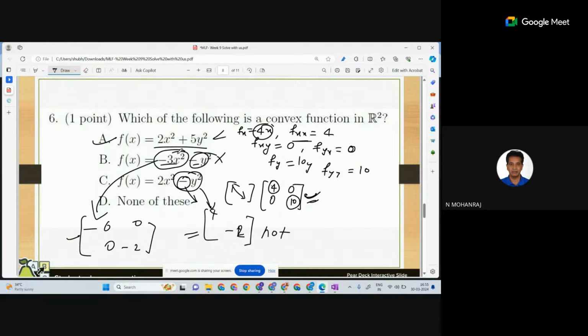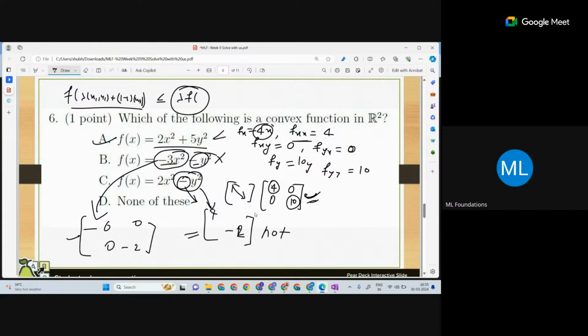So is there any other way to solve this apart from this approach? There could be, we have the general case. This one is the best one. Whenever we have a multivariable case that is differentiable, where we are able to get the partial derivatives, this is the best one. We can do it with lambda x1 plus 1 minus lambda x2, which should be less than lambda f of x1 plus 1 minus lambda f of x2. We have to check with this basis, but that is going to be very difficult.